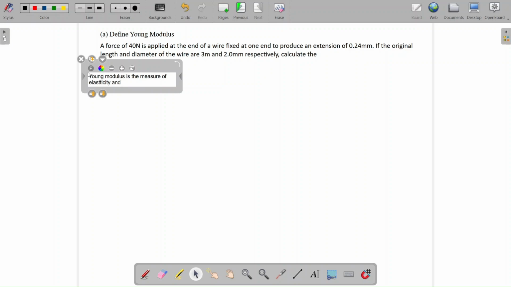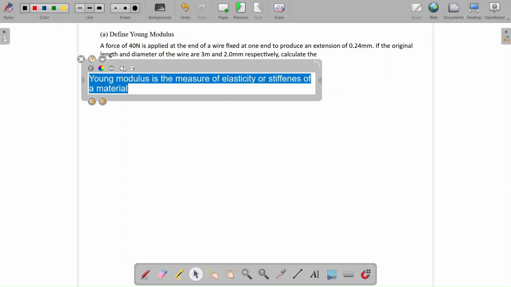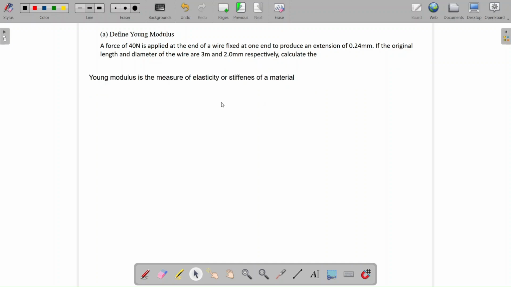and this elasticity, or stiffness of a material. So Young modulus is used to measure how elastic or stiff a material is. So you can use Young modulus. So now it's a question of the next question.